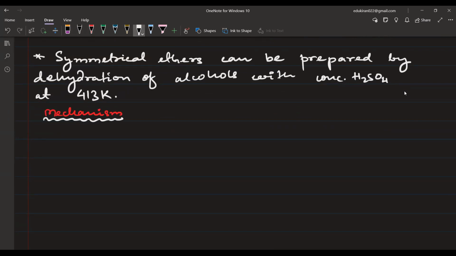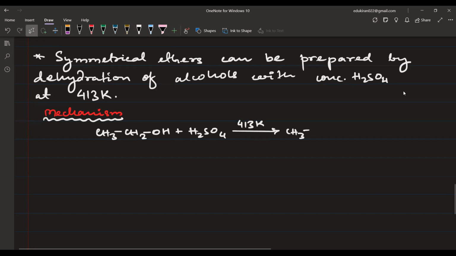Now, if you look at the mechanism, I will take the mechanism of this molecule, CH3CH2OH plus H2SO4 in the presence of 413 Kelvin temperature. It is going to give me CH3CH2OCH2CH3. That means it is giving me diethyl ether, or we can say it is ethoxyethane.